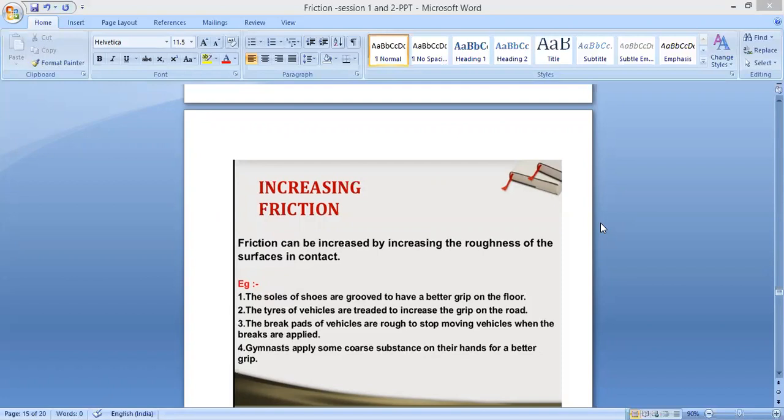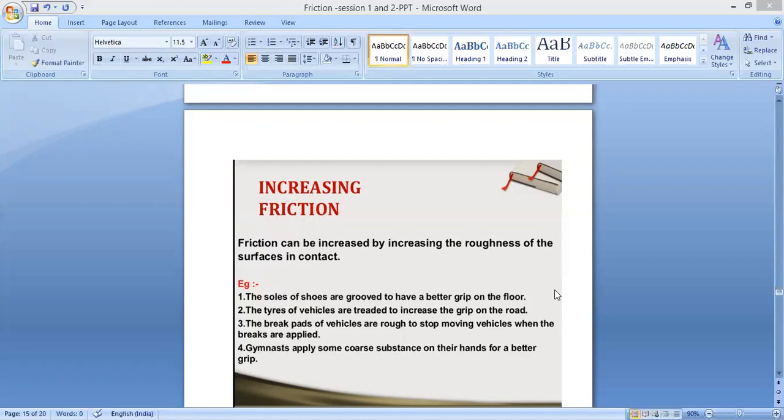For that, a few examples are given. First one, the soles of shoes are grooved to get a better grip on the floor. Okay, you use slippers and shoes. Sometimes, suppose it's a smooth surface, you think the friction will be less. Instead of that, the soles of the shoes are grooved. You think it will give a better grip than the other one. Second thing is the tires of vehicles are treaded to increase the grip on the road. Even it gives more friction.